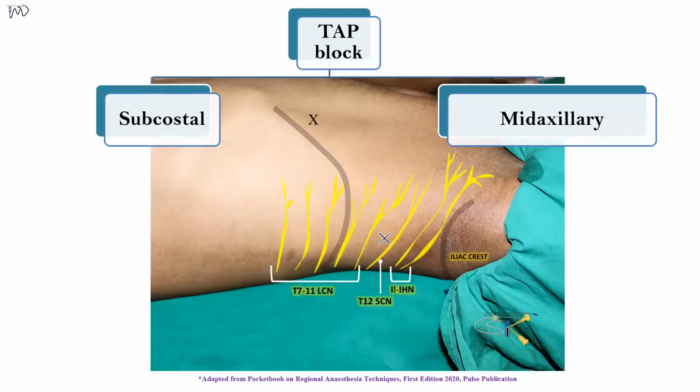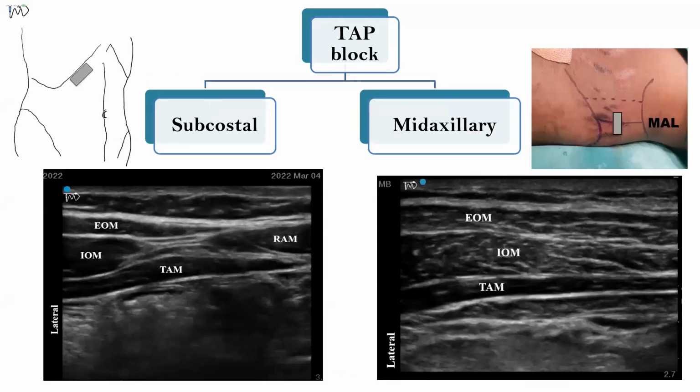According to the recent nomenclature system, now we have only two TAP blocks. One is subcostal, another is mid-axillary. The mid-axillary one is the lateral TAP block. The subcostal TAP block covers the upper abdominal nerves, that is T6 to T9, lateral cutaneous nerve, and the mid-axillary TAP covers T10, T11, subcostal nerve or T12, ilioinguinal, iliohypogastric, and sometimes L1.